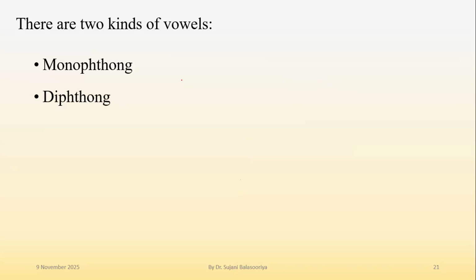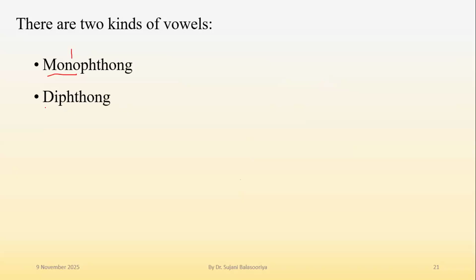Now we have two kinds of vowel sounds: monophthongs and diphthongs. Monophthong means one vowel sound. Mono means one, and thong means sound. Monophthong means one vowel sound.